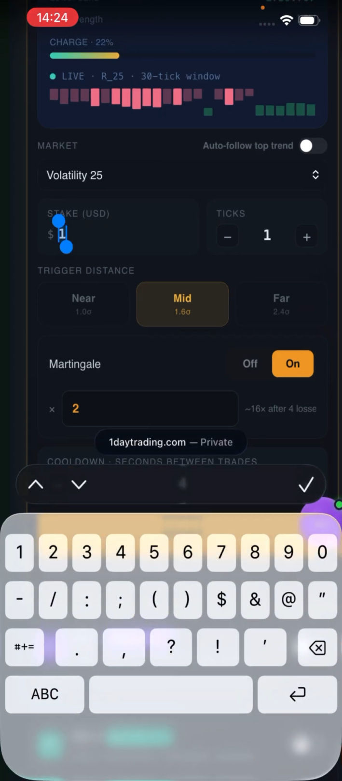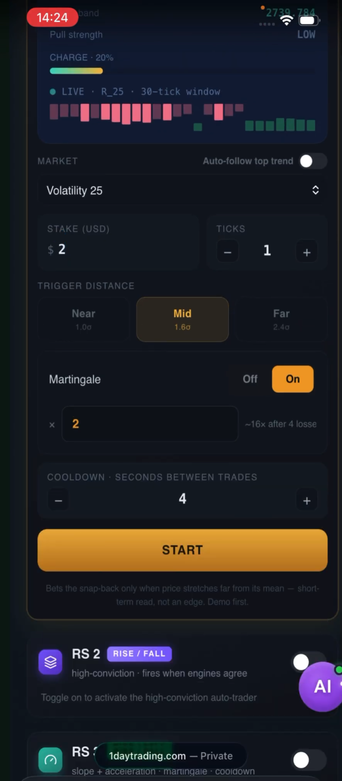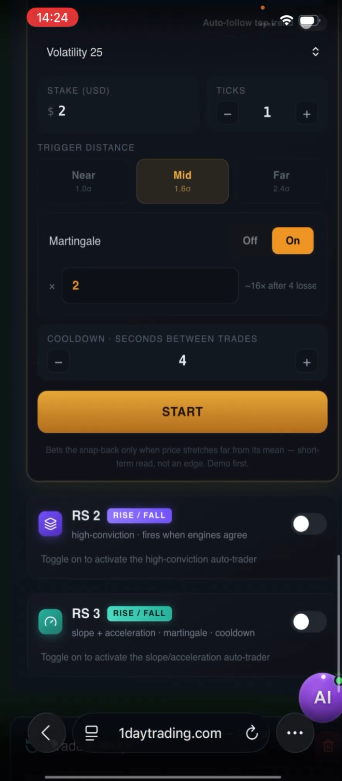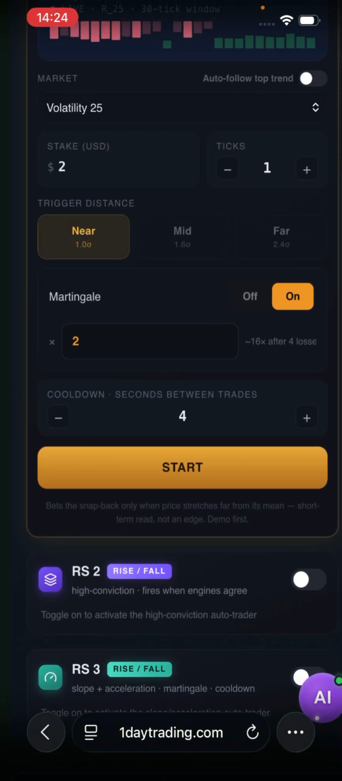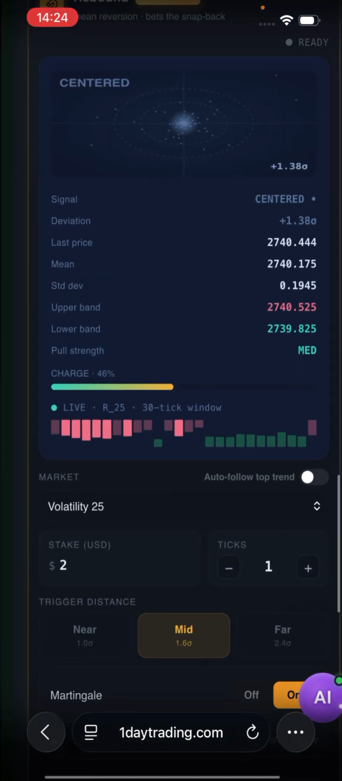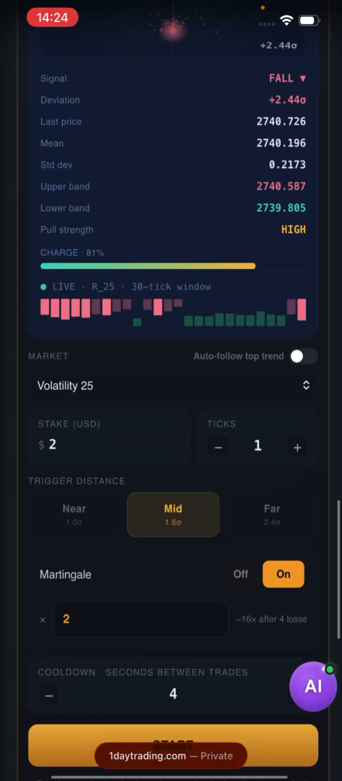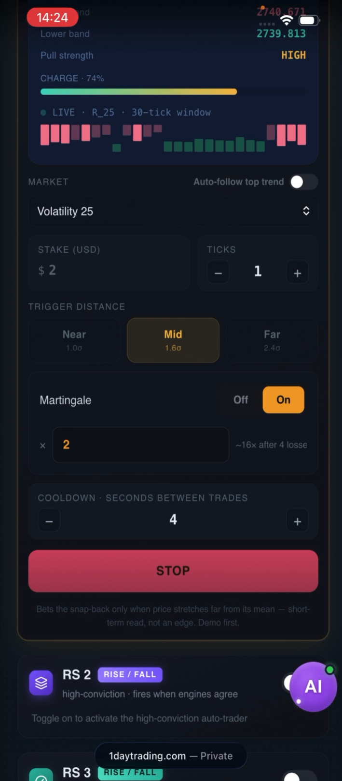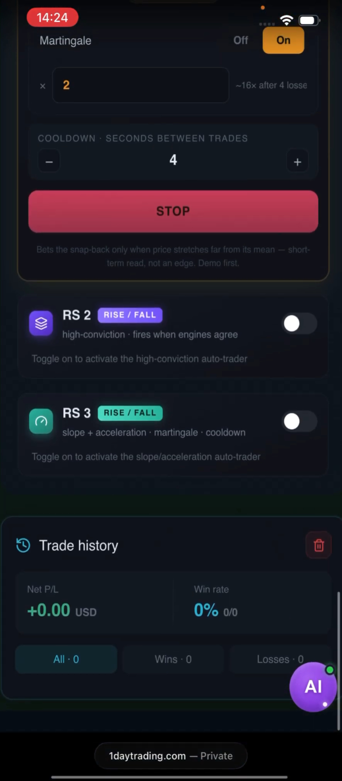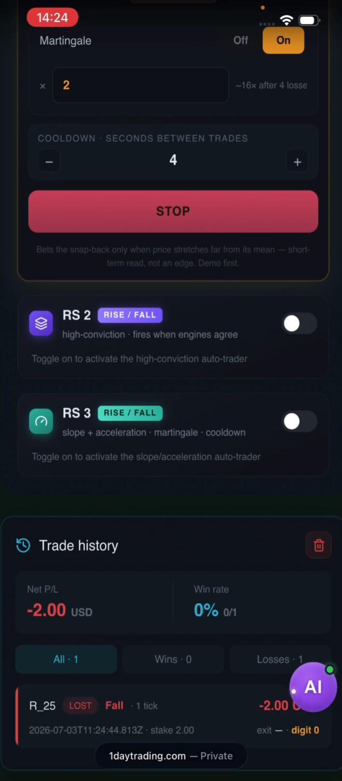Are we together? You just click there, and for the stake we are going to use 2 USD, which is very disciplined. Why? My capital is necessary. You can use near, but I'm going to use the mid, which is centered, and this centered gives me the best edge. At least you cannot have consistent losses like 5, 6, 7, 8, like the ones we normally see, because at a time I showed you how rise and fall works.